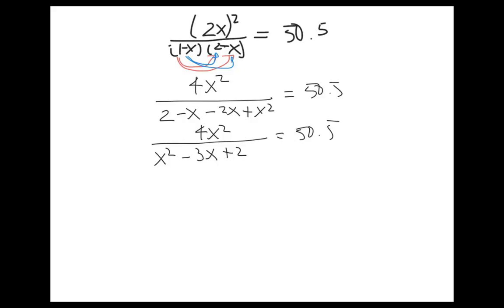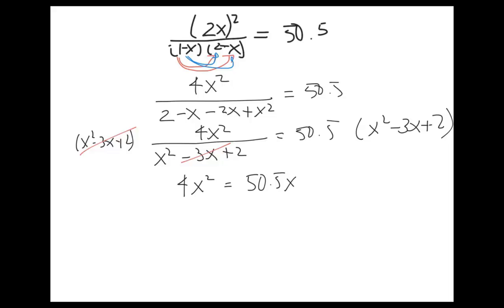Now let's multiply on both sides by x squared minus 3x plus 2. This will be multiplied by x squared minus 3x plus 2. And now we can cancel this denominator, so we're going to have something like this. This will be 4x squared equals 50.5 times x squared. This will be equal to 50.5 x squared.